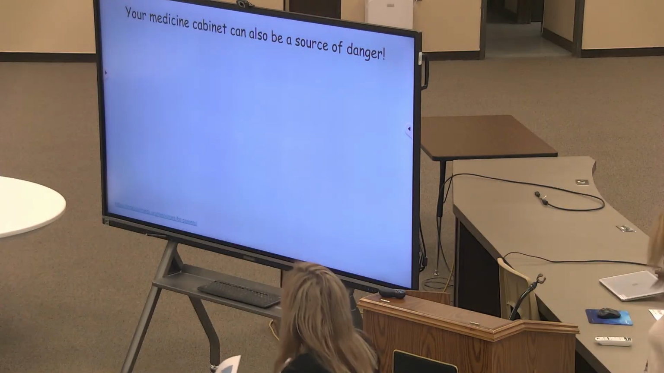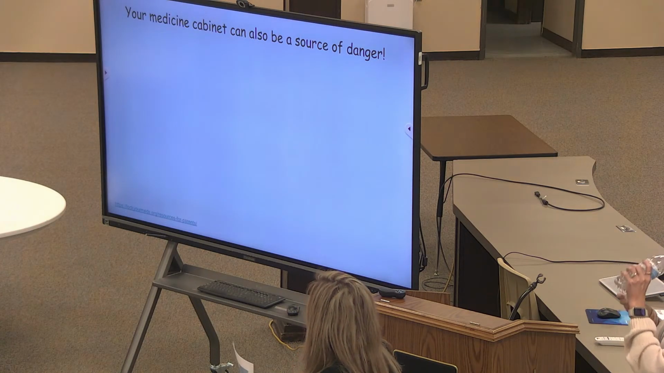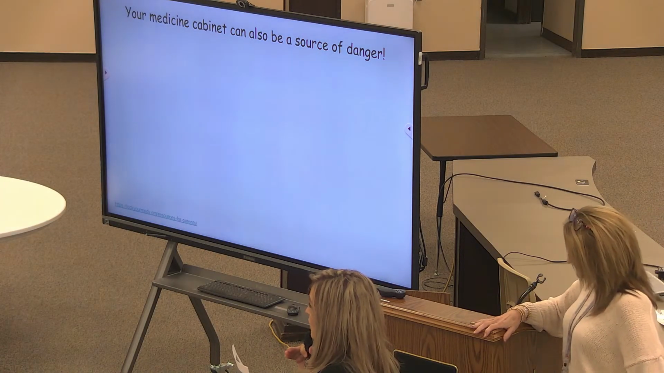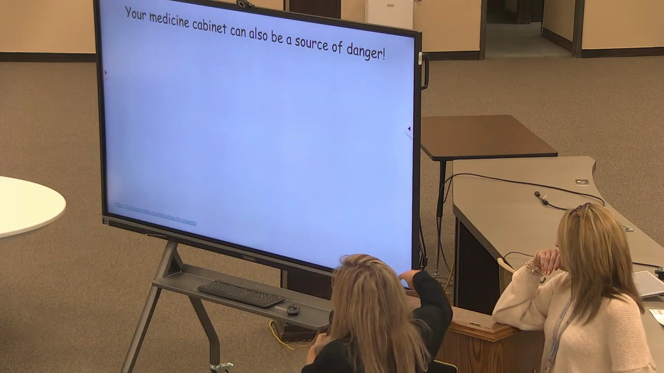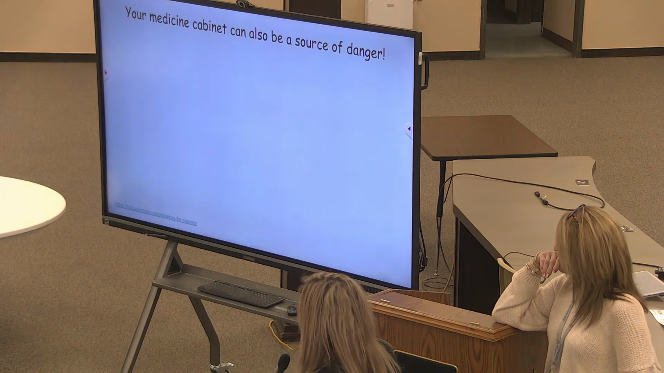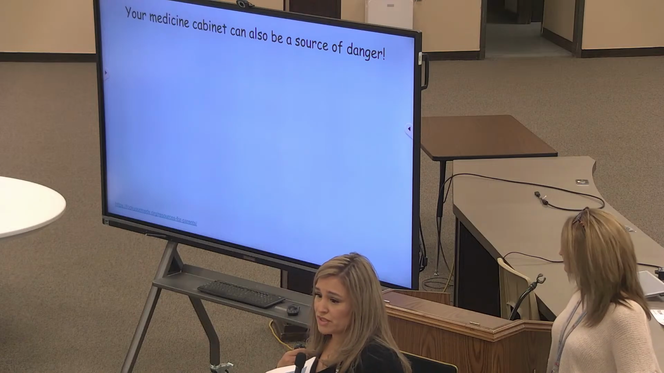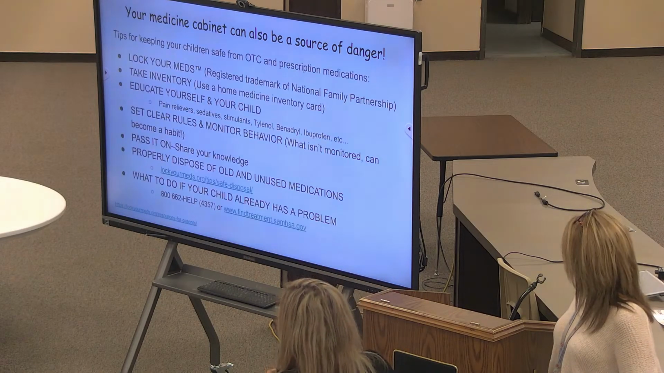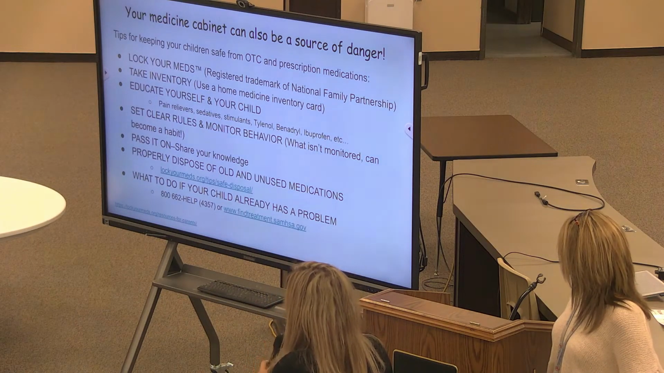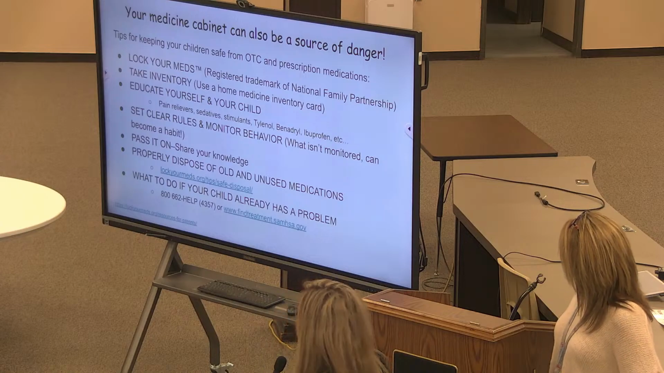Okay, so I know that we've talked about marijuana and vaping, fentanyl. Now, what about things that could be over the counter? Things that could be in your cabinet? Your medicine cabinet can also be a source of danger. We have over the counter things, Tylenol, ibuprofen, just prescriptions that were given to you. Those are things that could be in your cabinet. Tips for keeping your children safe from OTC, which is over the counter prescription and medication. Lock your meds. Take inventory.